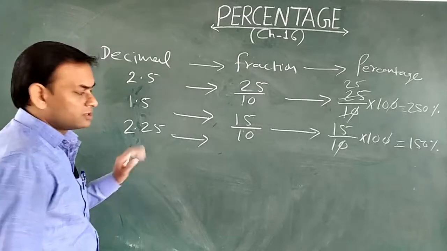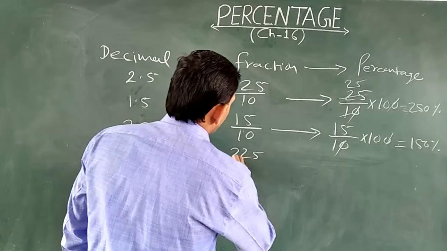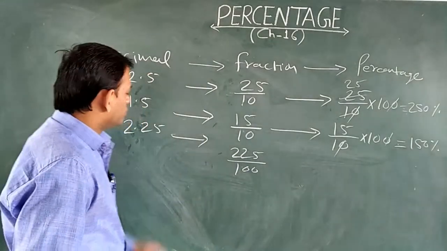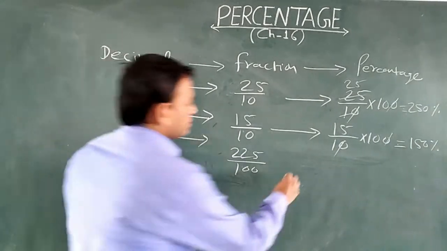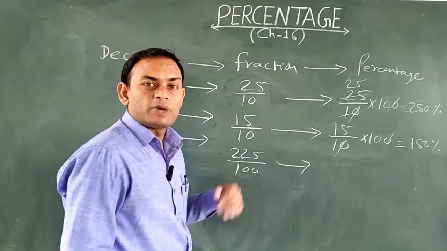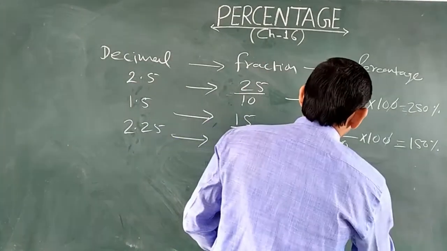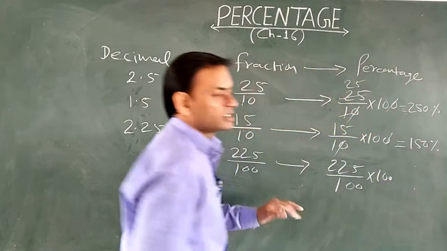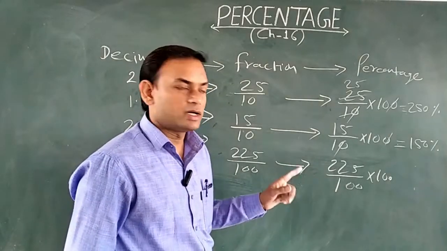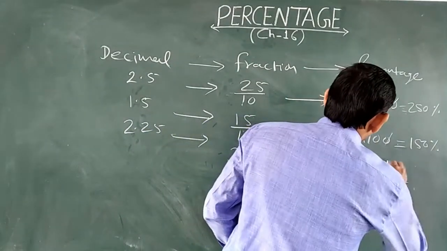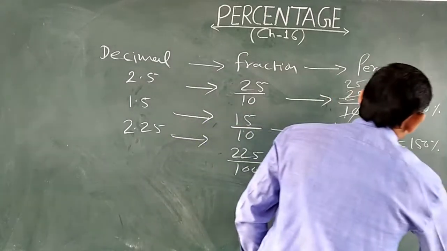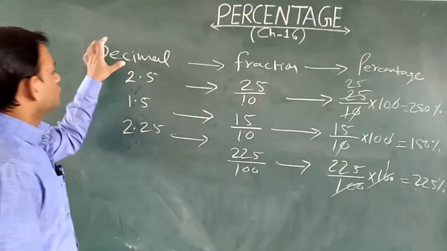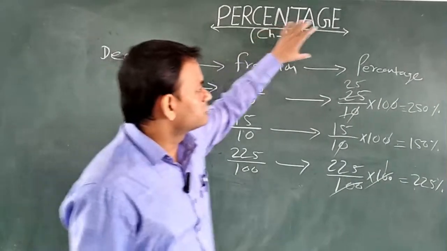This is the decimal number, so it can be changed into fraction 225 upon 100. Why have we written the 100? Because after 2 digits a decimal is given. Now it can be changed into the percentage by multiplying by 100. So 225 upon 100 into 100. 100 ones are 100 and 225 ones are 225%. Got it? So this is the way to change the decimal into the fraction, fraction to the percentage.